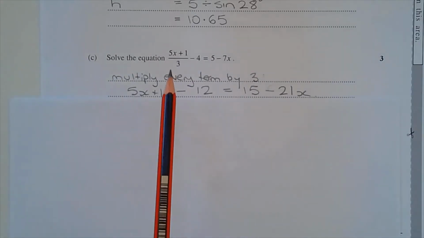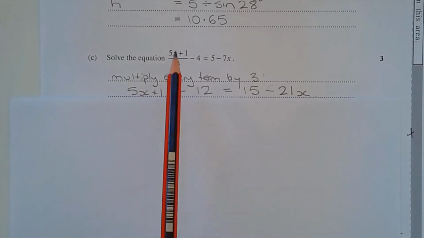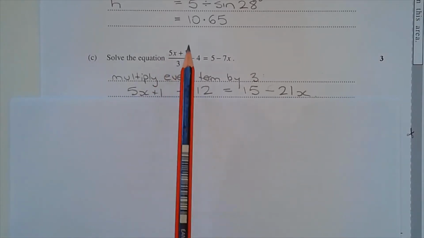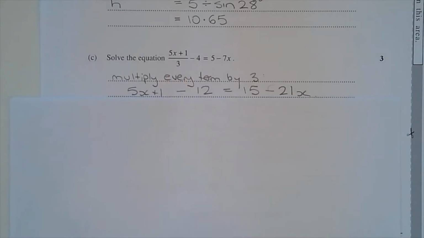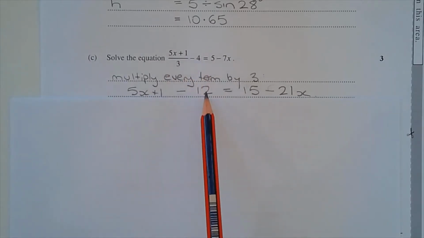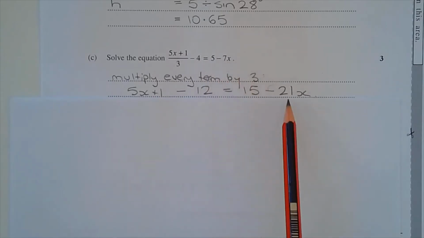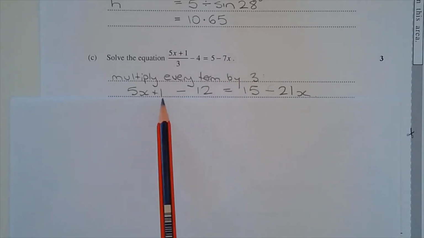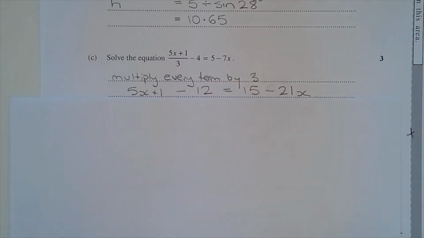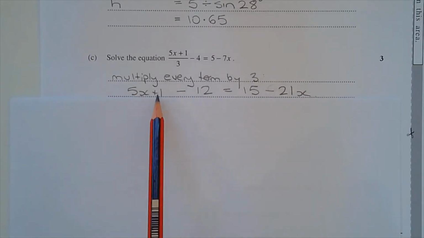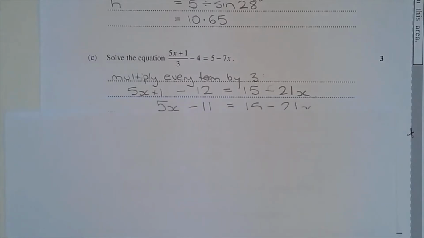So we end up with 5x + 1, since (5x + 1)/3 multiplied by 3 will cancel that denominator. Now 4 times 3 is 12, so minus 12. 5 times 3 is 15, and 7 times 3 is 21x. So we have 5x + 1 - 12 = 15 - 21x. The next thing to note is on the left-hand side we have a plus 1 minus 12, so that can be simplified. So we have 5x - 11 = 15 - 21x.